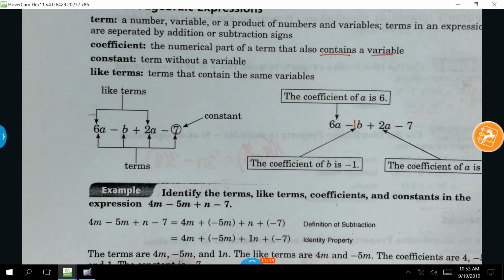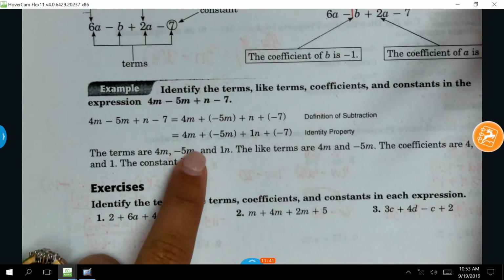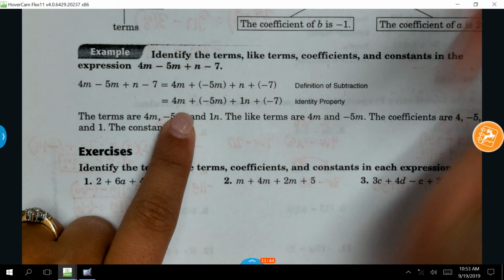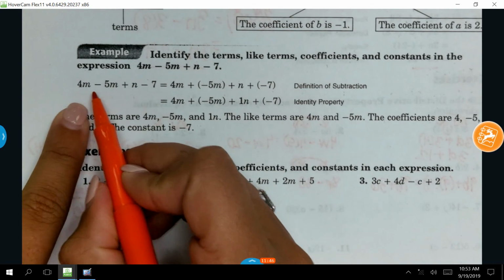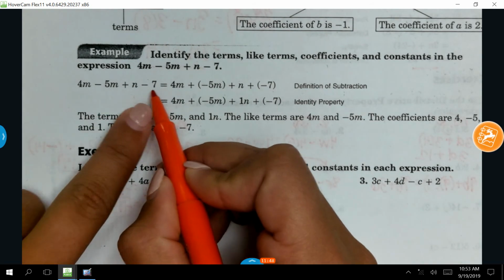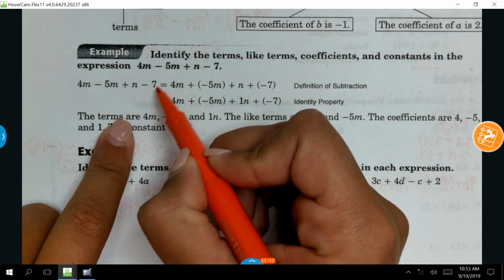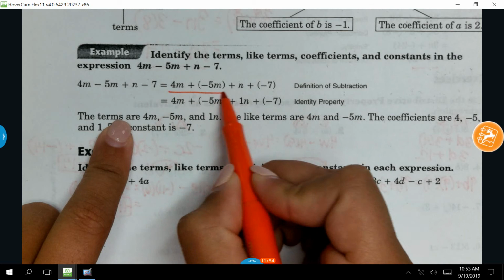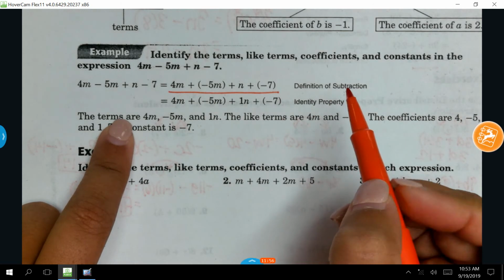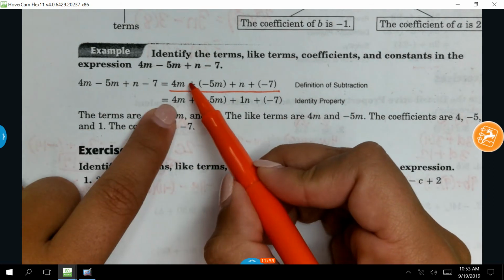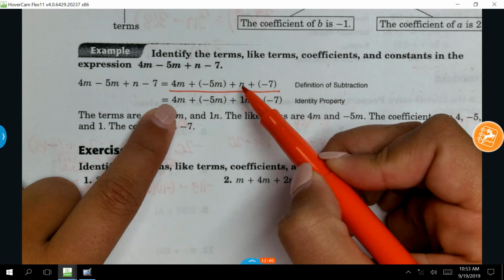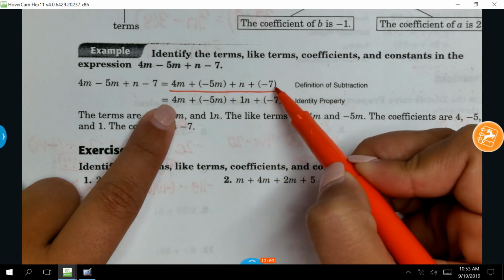Okay. So looking at this first example that they've already done, my original problem is 4m minus 5m plus n minus 7. Because I have a minus 5m and a minus 7, I want to rewrite it as adding a negative. Okay. So now I've got 4m plus negative 5m plus n plus negative 7. Okay.